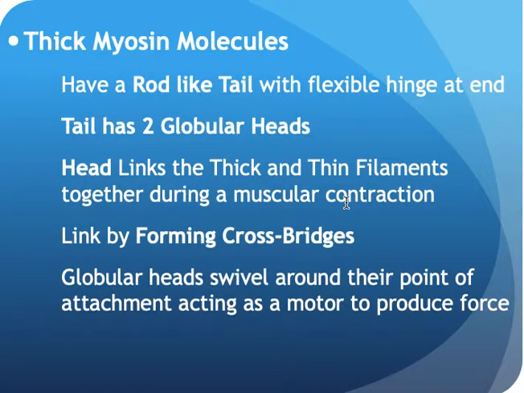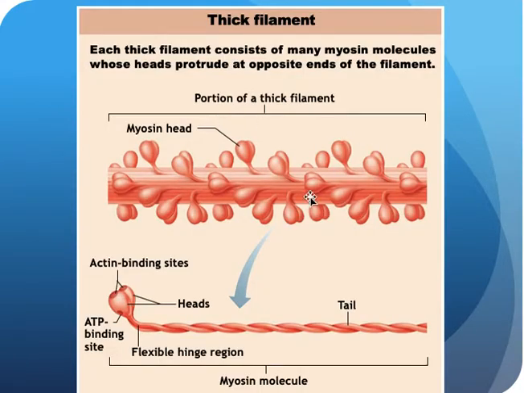A lot of us from high school have heard about the forming of these cross bridges. This is what they're talking about: I'm linking these thick myosin filaments with these thin actin filaments. But it's very, very important to remember that the thick myosin filaments are the ones that have the heads. Okay, so here's a picture of my myosin, and I can see I have these globular heads on there.